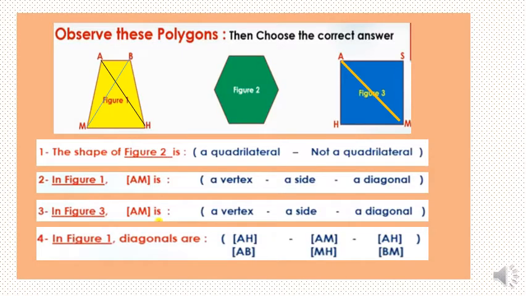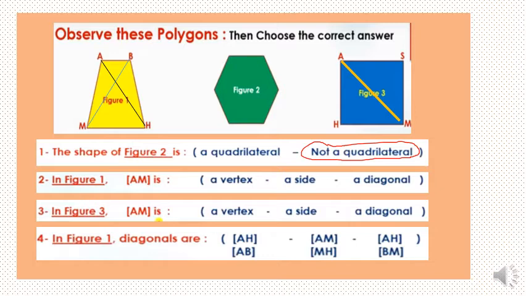Let's make another application. Observe these polygons and choose the correct answer. The shape of figure 2. Let's look at figure 2. Is it a quadrilateral or is it not a quadrilateral? Look at the sides. They are 6. So it's not a quadrilateral because a quadrilateral has 4 sides.